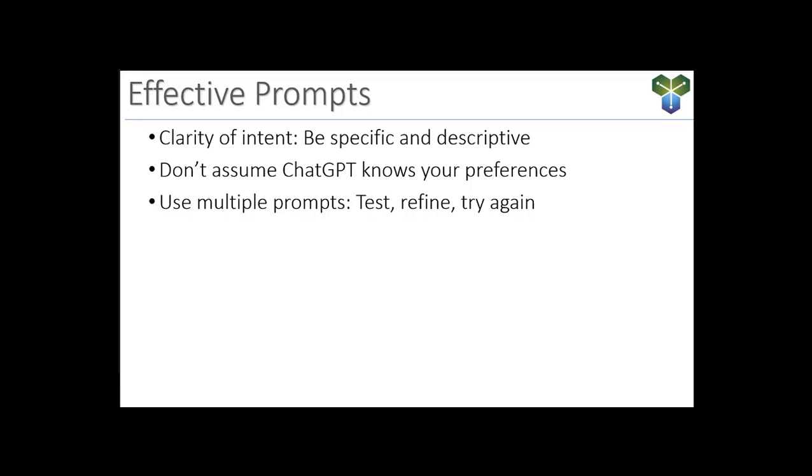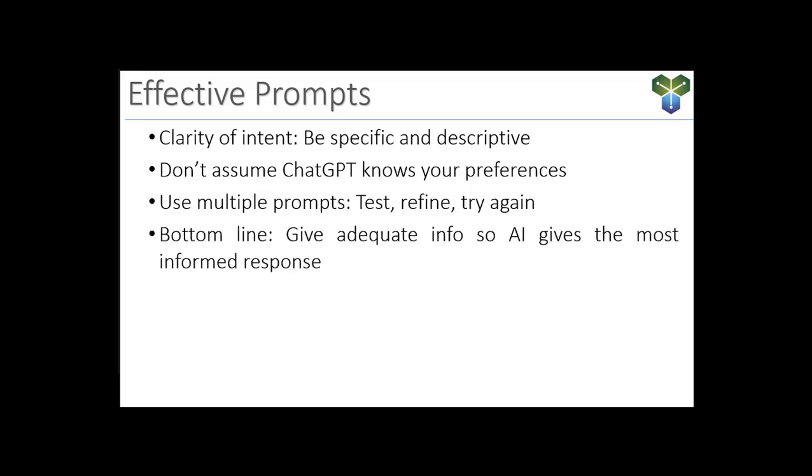If we're not getting the answer we need, let's refine our prompt. Let's fix it. Let's try to add more to it. Let's try to give AI the best possible chance to give us what we're looking for. We have to give AI adequate information so that it can come back with the most informed response. And so starting in the next lesson, we're going to look at some good examples of how to give good prompts, and some examples of prompts that are not so good and how to fix those.